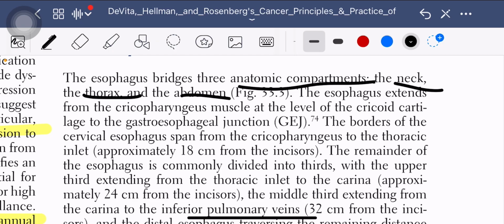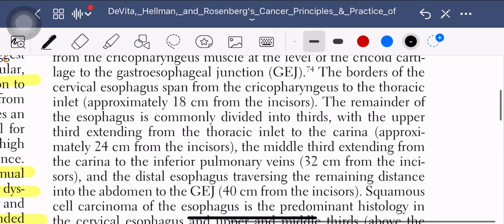the incisor. The remainder of the esophagus is commonly divided into thirds, with the upper third extending from the thoracic inlet to the carina, approximately 24 cm from the incisor. The middle third extends from the carina to the inferior pulmonary vein, 32 cm from the incisor, and the distal esophagus traverses the remaining distance into the abdomen to the GE junction, 40 cm from the incisor.